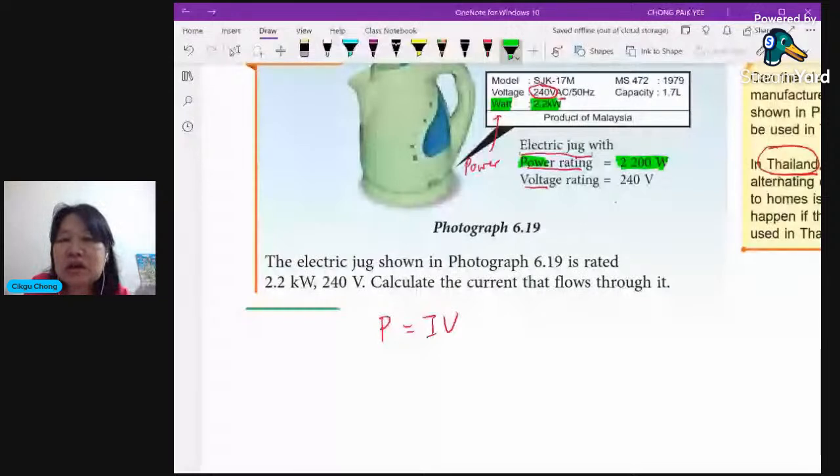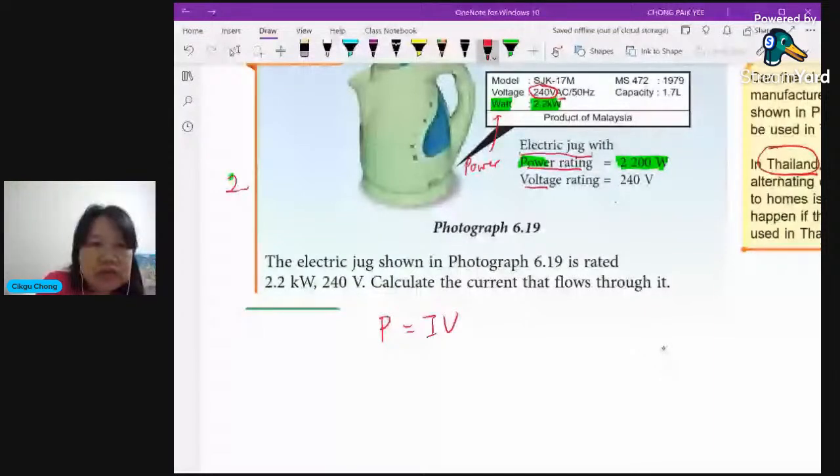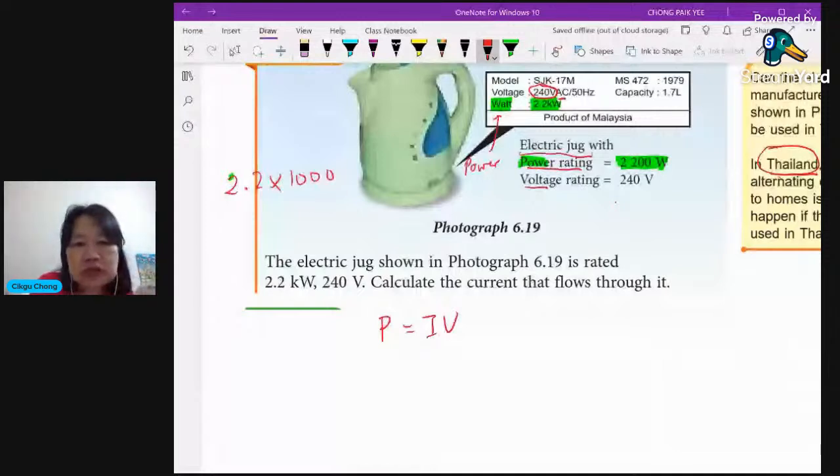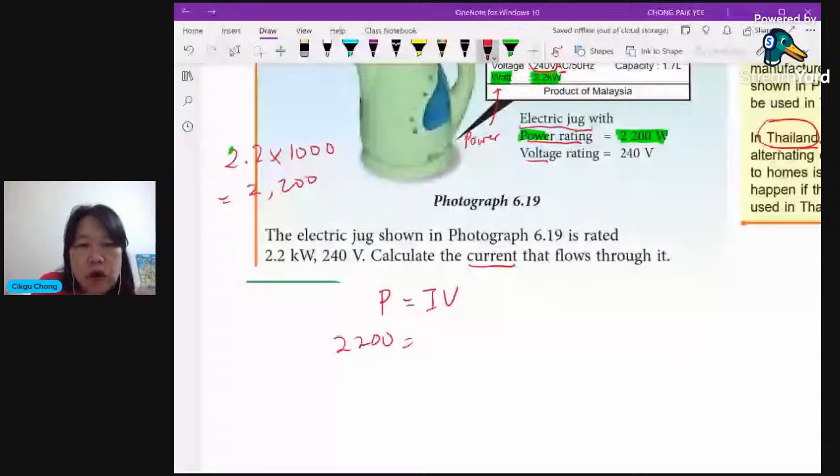Don't put your kilo there. So if it's kilo, 2.2 actually means times 1,000, because your kilo already stands for 1,000. So 2.2 times 1,000 is 2,200. You must put in terms of watts, not kilowatts. I, you don't know. I is what you want to find. Current is what you want to find. Calculate the current. Leave your I there.